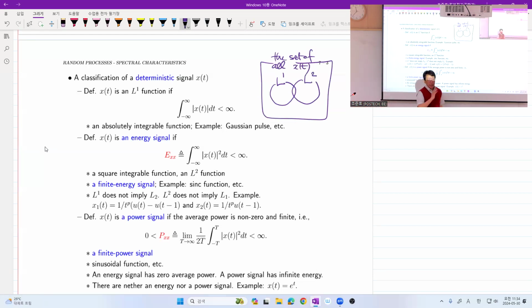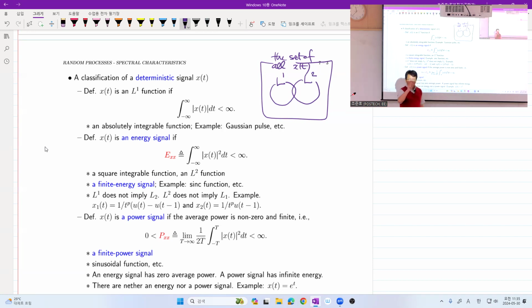The reason why I draw L1 and L2 having just an intersection without inclusion is that we can easily give an example where a signal is L1 but not L2, or L2 but not L1, by using this strange thing, 1 over t raised to the power of p, limited to 0 to 1 or 1 to infinity, something like that. You know that, right?